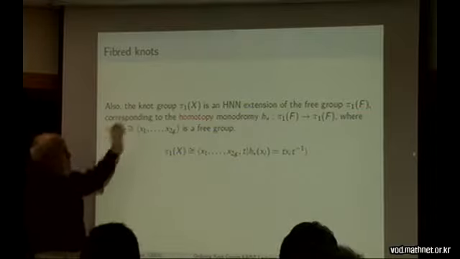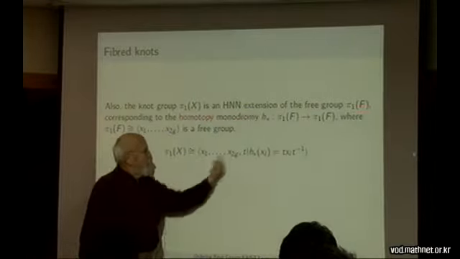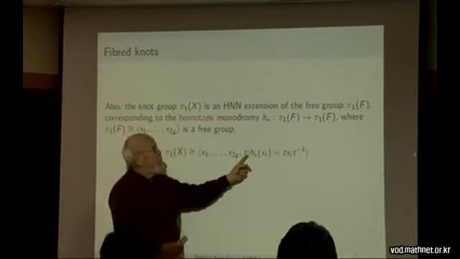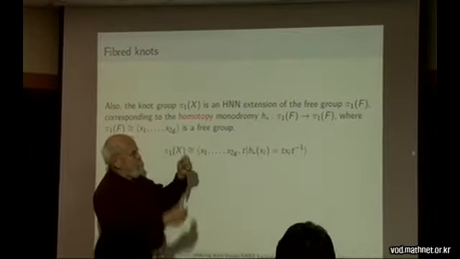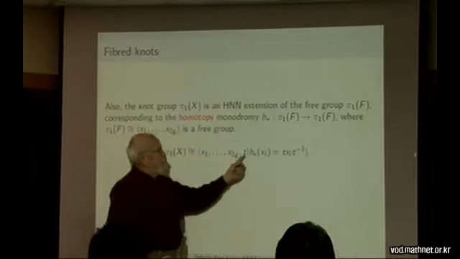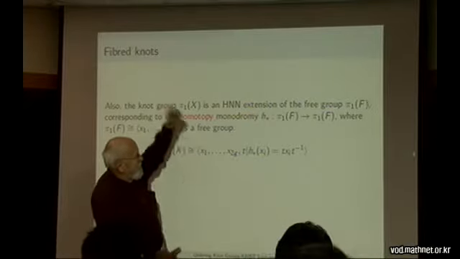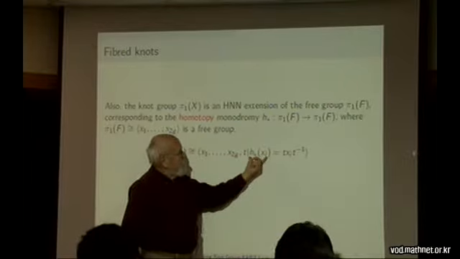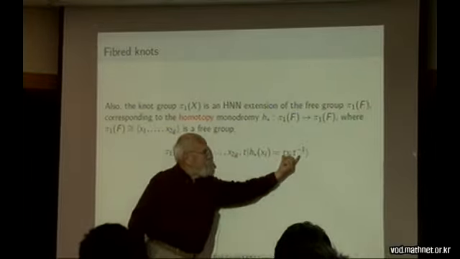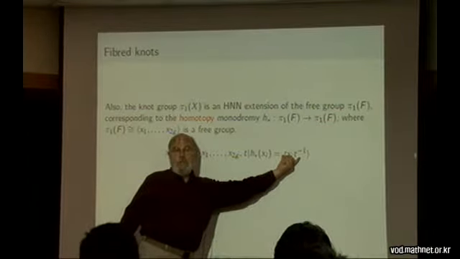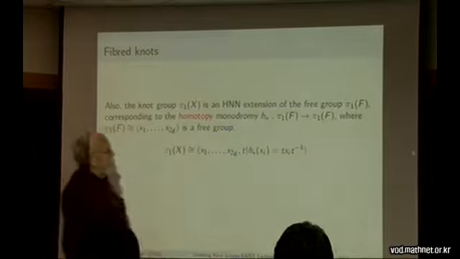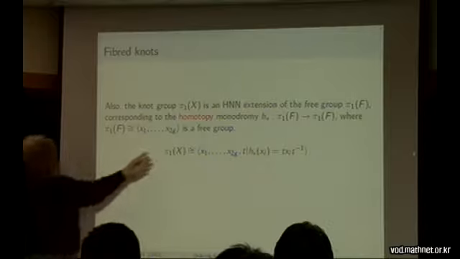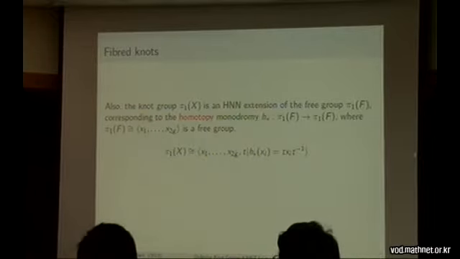And the HNN extension, in this case, we just have the free group generated by 2G generators. Then you have one more generator that corresponds to the circle direction, the base, or the interval. And the image of each generator is declared to be the conjugate of itself by that new generator T. This, in fact, is what gives you the fundamental group of the total space of a fibration.